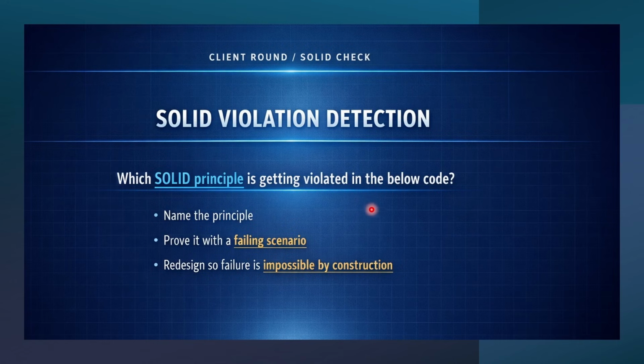Hey everyone, if you're going to appear for round two or client round, you can expect a similar kind of question where you'll be given a code snippet and you have to find which SOLID principle is being violated in that particular code snippet. The challenge is not to find the name of the principle, because usually we figure that out, but how to prove that this principle is being violated.